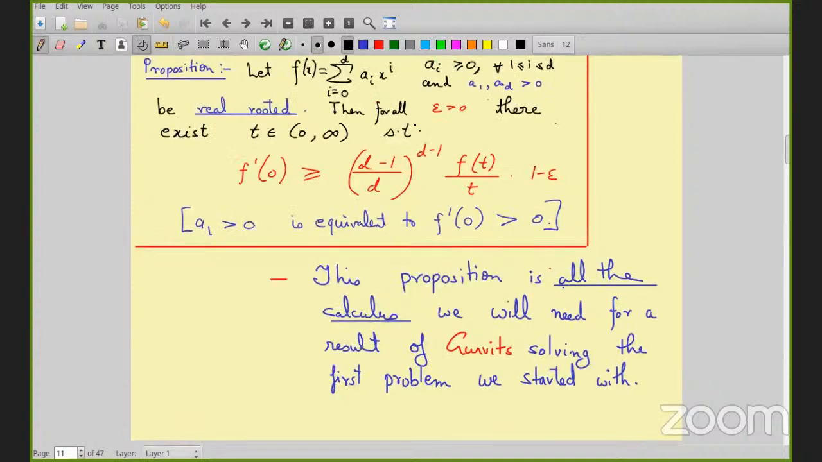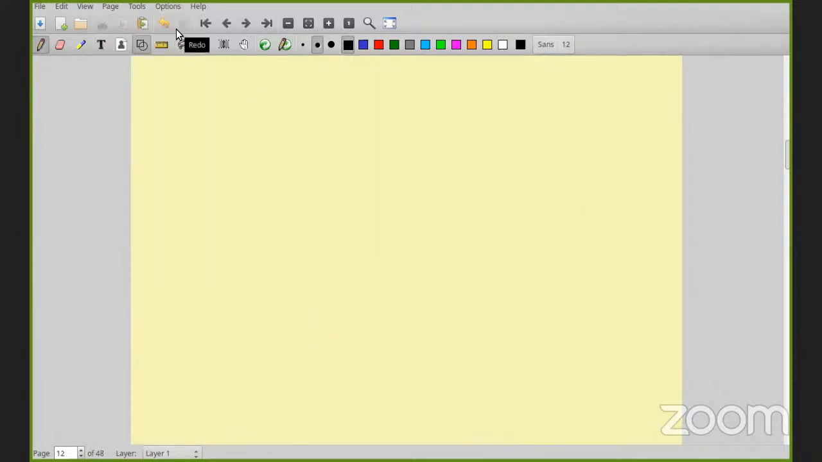to get to some other properties. We'll just change gears and get to some other so-called closure properties of a real rooted polynomial. So if I have a real rooted polynomial, what operations can I do on it to preserve its real rootedness? Okay, so that's our next thing, and then we'll come back to stuff like this. So any questions so far?